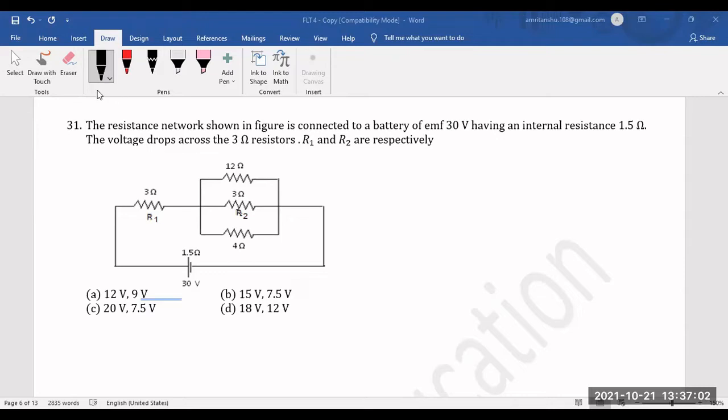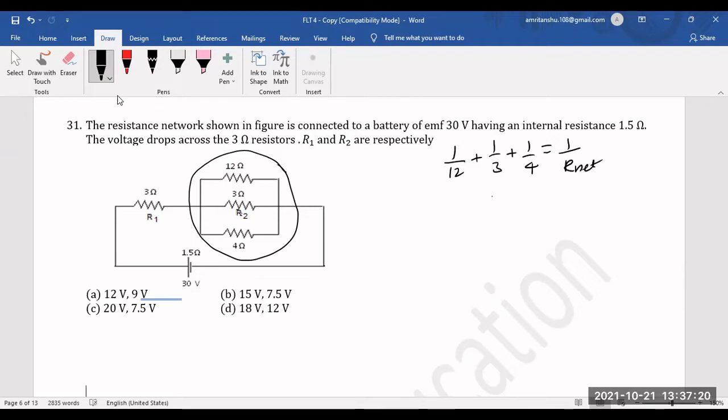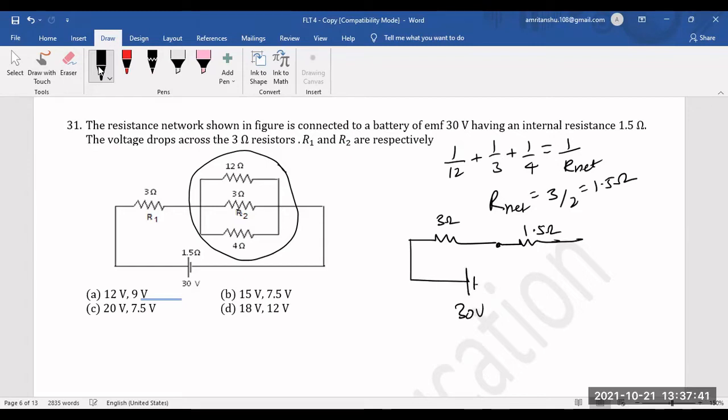So question number 31. For this question, first let us solve this set of resistances. So the R net for this will be 1 by 12 plus 1 by 3 plus 1 by 4 is equal to 1 by R net. When you solve this whole expression, you get R net as 3 by 2, which is 1.5 ohms. Now the circuit will look something like this. This is 3 ohms, 1.5 ohms, 30 volt, and 1.5 ohm, which is the internal resistance of the circuit.